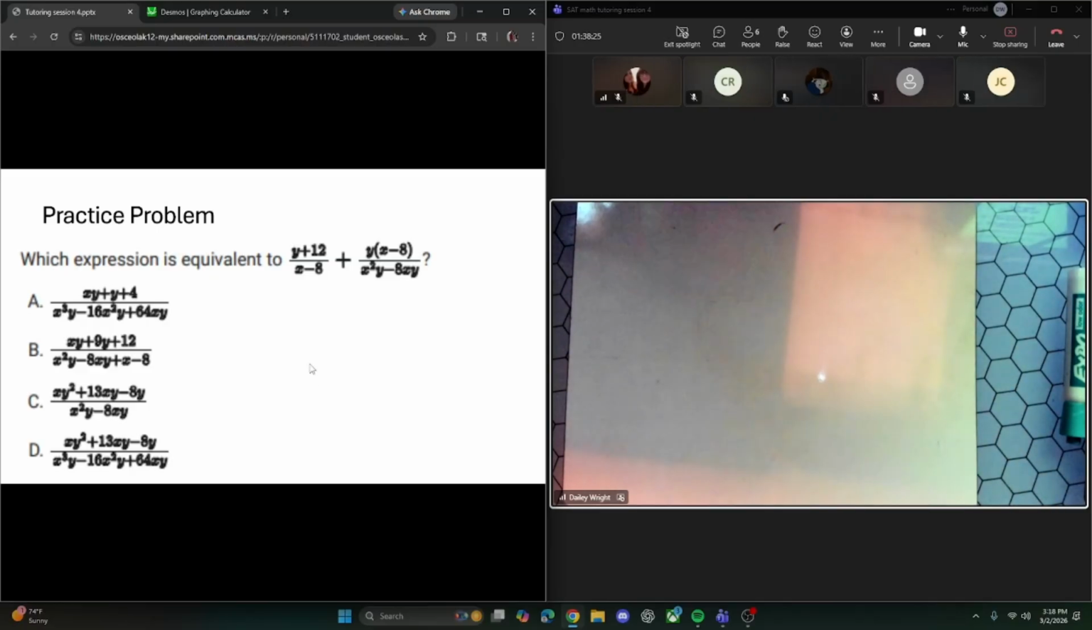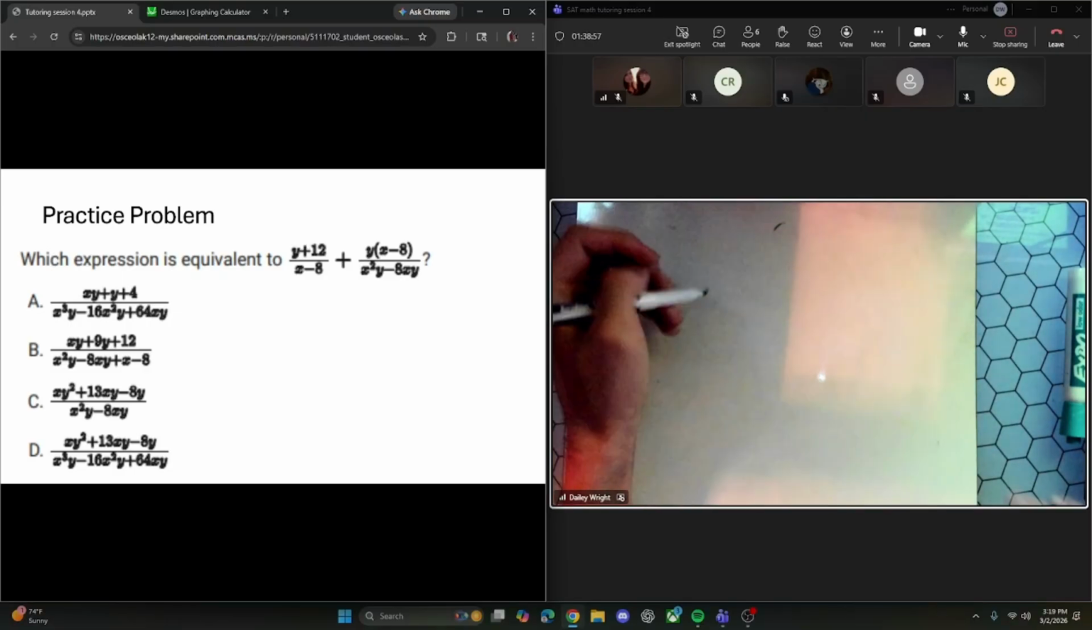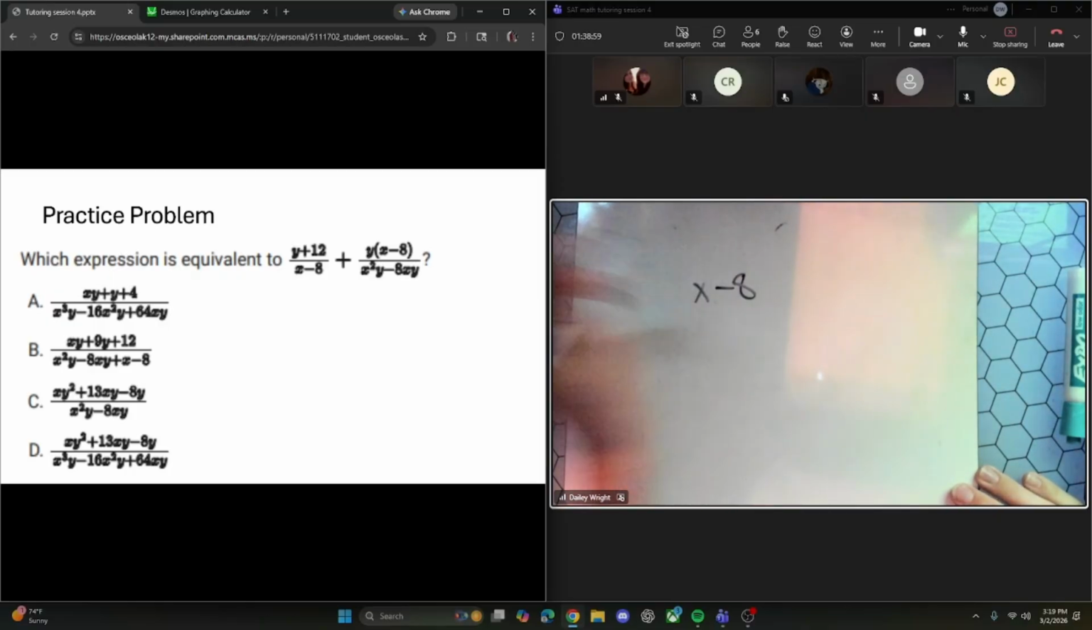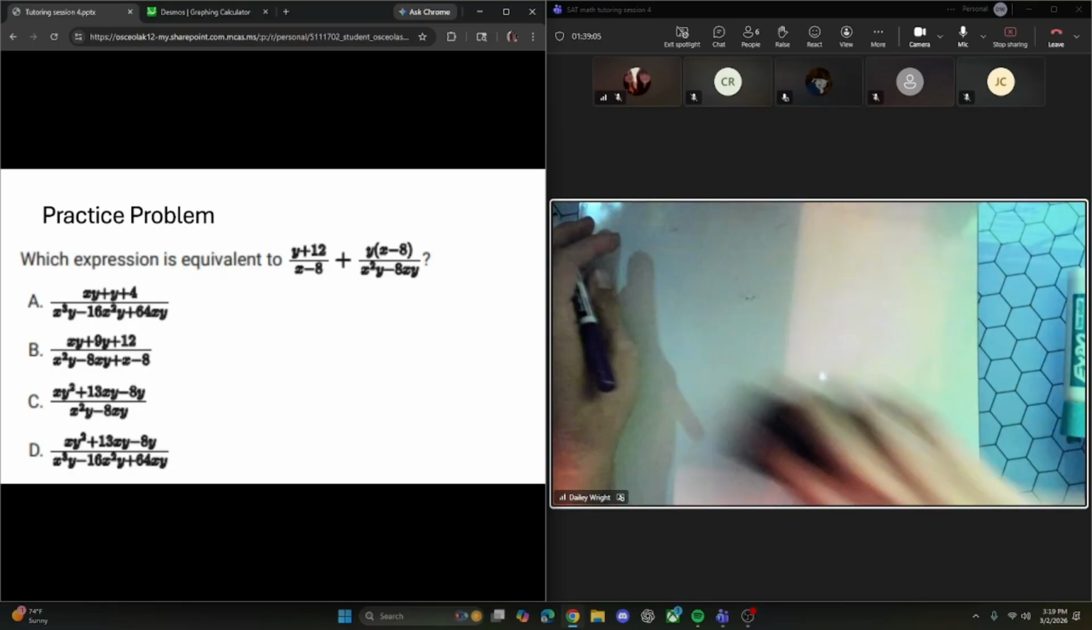So, which expression is equivalent to (y plus 12) over (x minus 8) plus y times (x minus 8) over (x squared y minus 8xy)? I look at the answer choices and see they're all one big fraction. So I definitely want to combine these fractions. I'm going to look for the least common factor between these denominators so I can keep the denominator small. I can see that x minus 8 can be pulled out of the right side, and I'll show you what I mean by that right now.